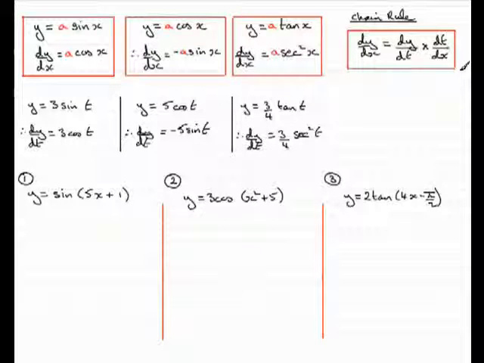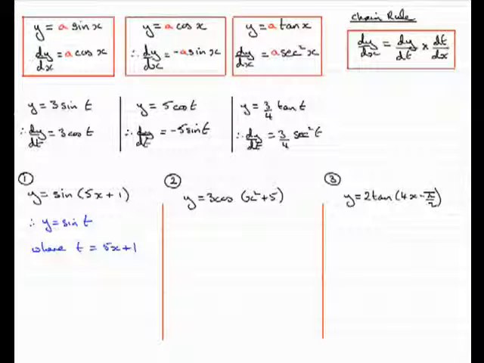Okay, so how can we apply it in these three examples here? Well, let's start with the first one, y equals sine of 5x plus 1. What we can do is change this 5x plus 1 into a single letter. Let's say we say it's t. So in other words, what we've got is y equals sine t, where t is essentially the 5x plus 1.